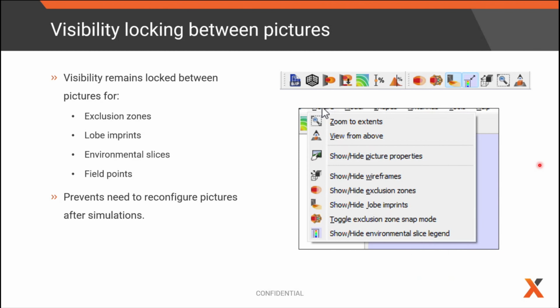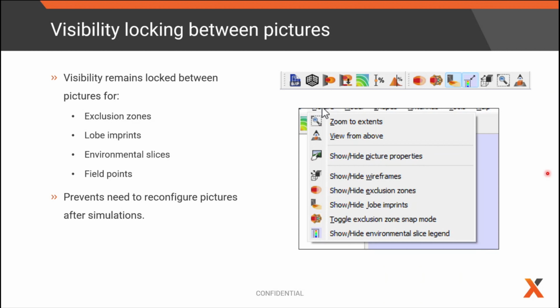Visibility locking between pictures is also something that we've improved. When creating pictures in the modeler, you can now carefully configure which elements are visible: exclusion zones, lobe imprints, environmental slices, and so on. Previously, certain actions would invalidate these visibility settings, forcing you to reconfigure all of your pictures, especially when it came to lobe imprints and exclusion zones.